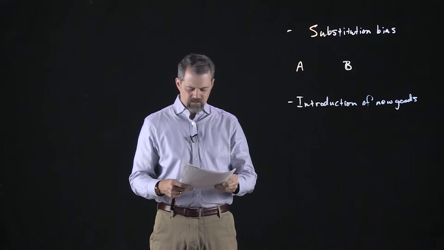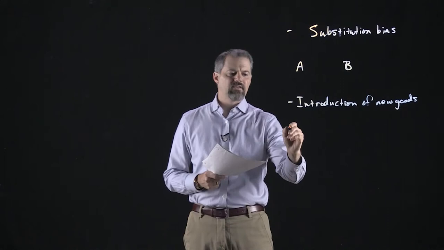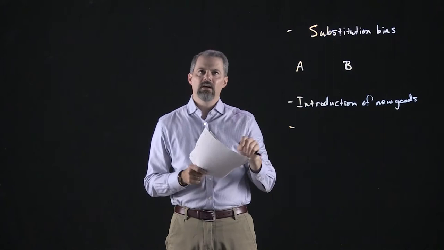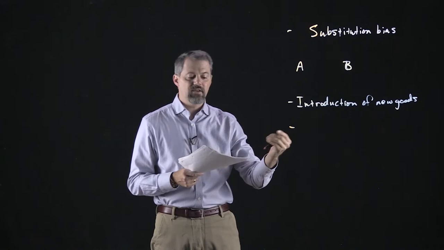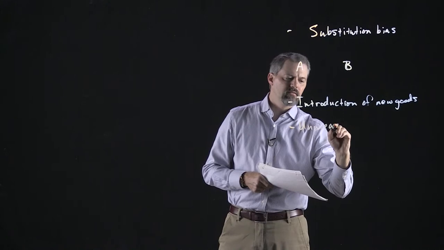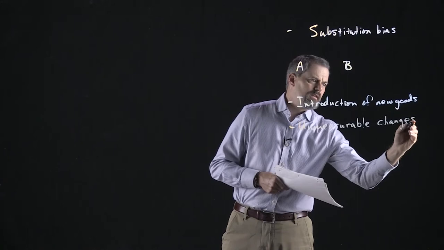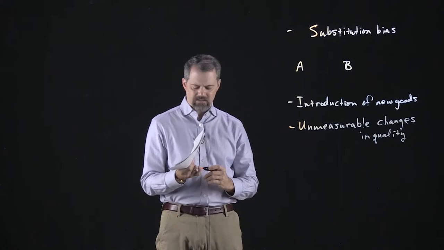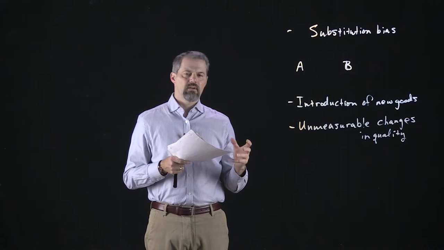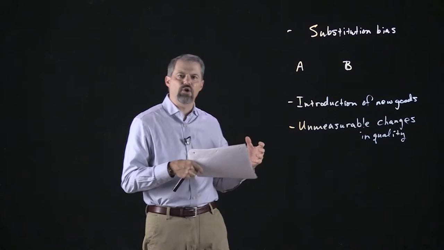The third thing that causes the CPI to overstate inflation, both of these are causing the CPI to tell us that we're experiencing a little bit more inflation than we're actually experiencing. The third one does the same, and that is unmeasurable changes in quality. So if you think about what happens from one year to the next, the quality of goods changes. Typically, what we tend to see is that, especially with things like electronics, the quality of them goes up.